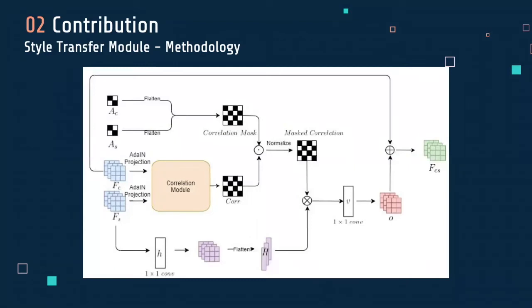Our next contribution is to use the attention mask in the style transfer module. The original approach directly used the correlation matrix to transfer the style features. However, our algorithm will generate a correlation mask, which will be multiplied with the original correlation matrix and normalized to a masked correlation. So actually, this algorithm can restrict the domain of linear combination.